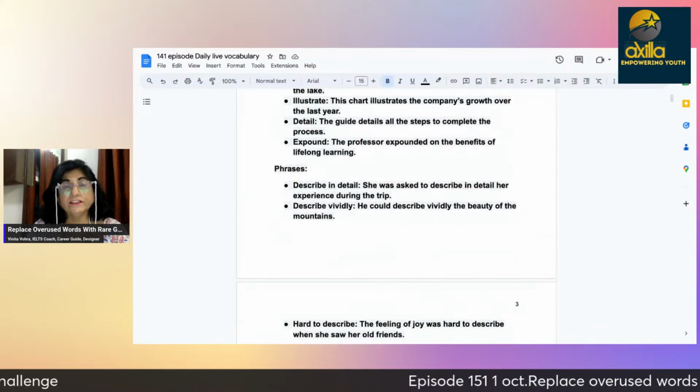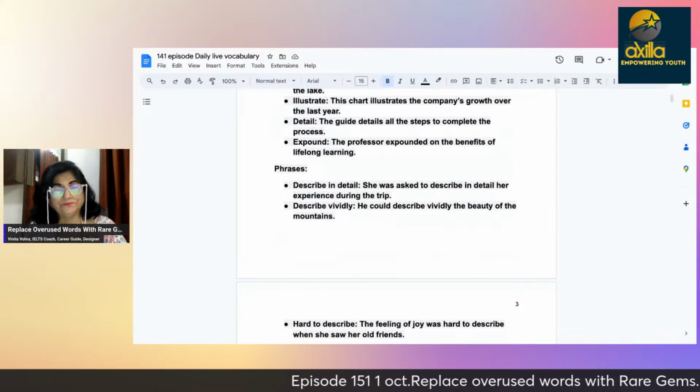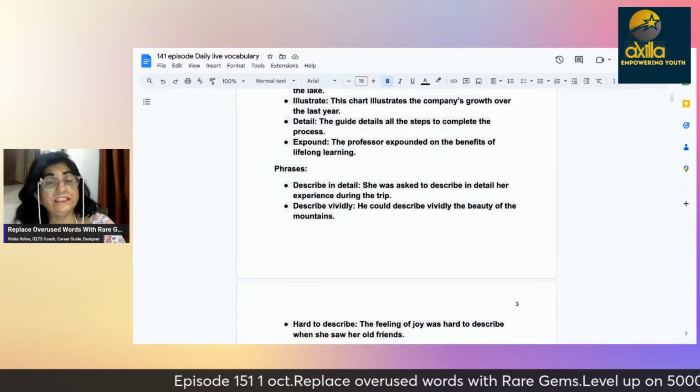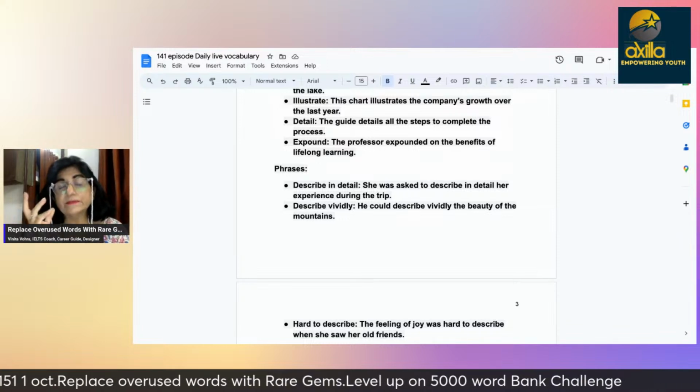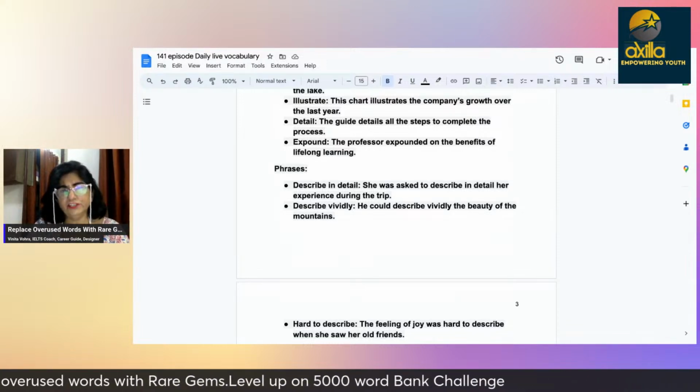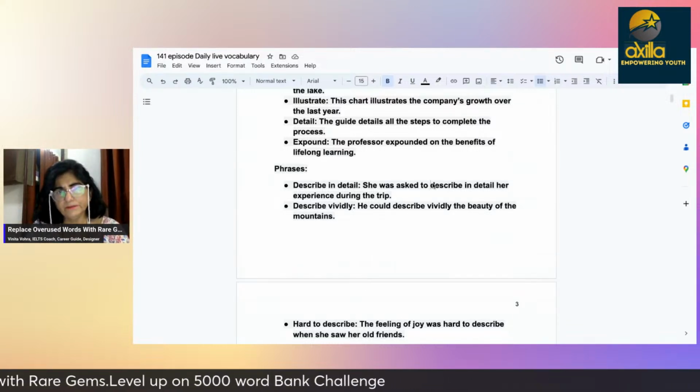Phrases: describe in detail. She was asked to describe in detail her experience during the trip. No, she was asked to expound in detail. Let me change describe to something new.